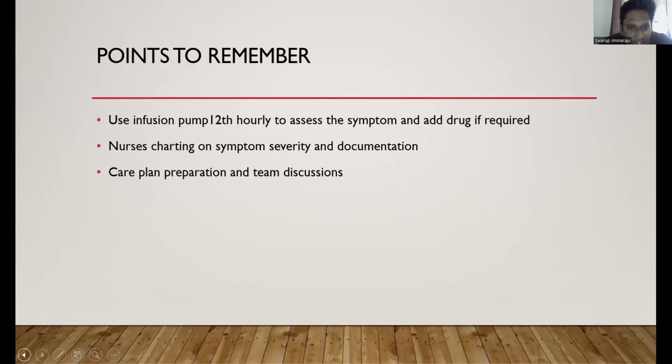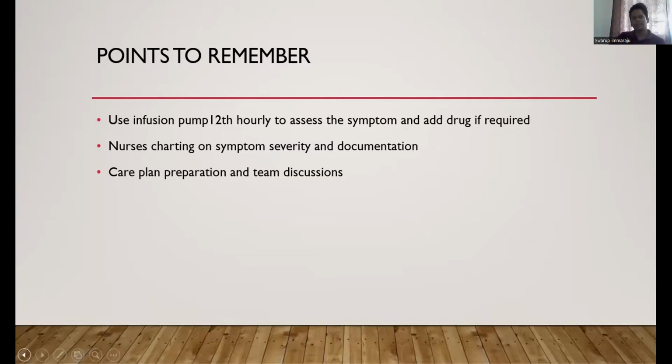The nurse's charting on symptom severity and documentation plays a major role. If there is a symptom which is not under control, you have to start charting on it. So by tomorrow morning, when the doctor or the senior nurse or whoever comes in to reassess the symptom, that documentation gives them a lot of information to see that the whole night the patient has suffered a lot with severe pain and breathlessness. That second hourly nurses' charting will be more helpful, even though with the infusion there is no big change. And then there should be a next level of action on how to deal with that.